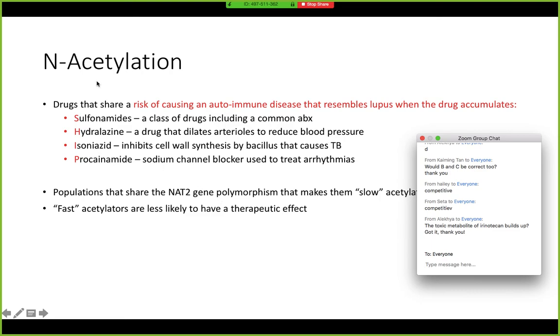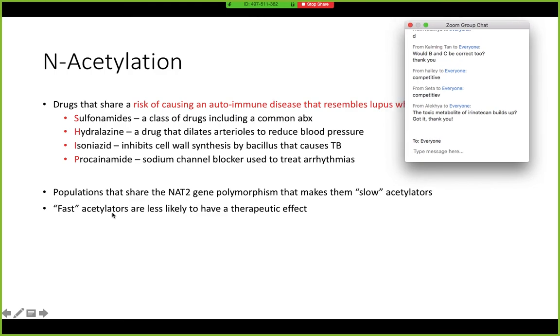So this comes up a lot next year. So the drugs that share a risk of causing an autoimmune disease that resembles lupus when the drug accumulates include sulfonamides, hydralazine, isoniazid, and procainamide. I wouldn't worry too much about what these drugs do. I honestly don't remember this being a question on the first exam, just because you haven't been taught these drugs. But she did have it in red, so just in case, the mnemonic is SHIP, and these are the 4 drugs that can cause a lupus-like syndrome if they accumulate.